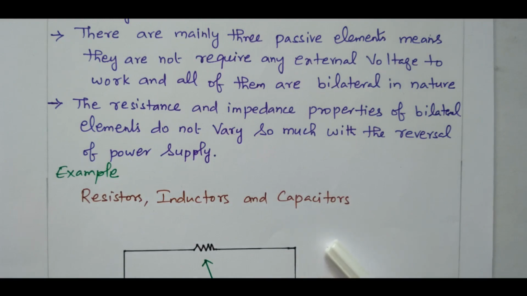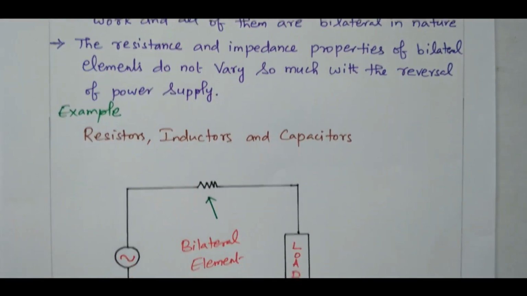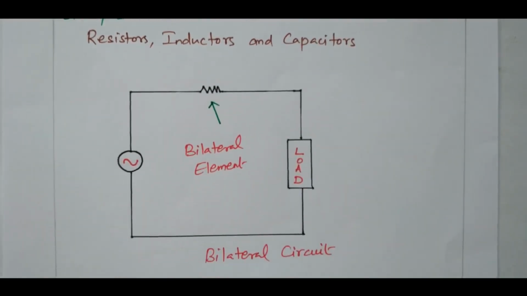So during a change of current, the polarity of voltage or current will not affect them much, right? They will act as they are. The examples are resistor, inductor and capacitor. Here a bilateral circuit is available with a connected resistor. Either the current is positive or negative, it will act as a resistor. It will absorb the power. It will not bother about whether the current is positive or negative.